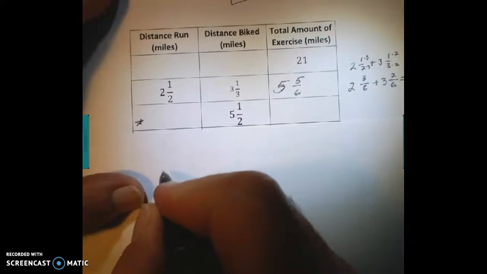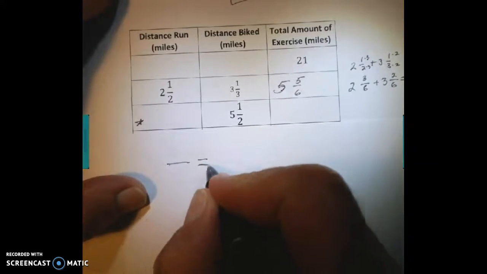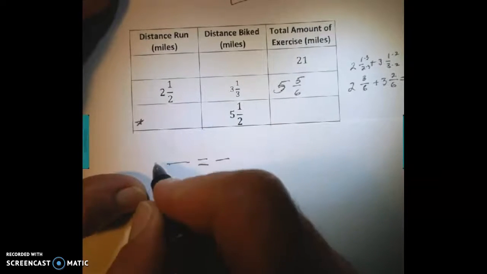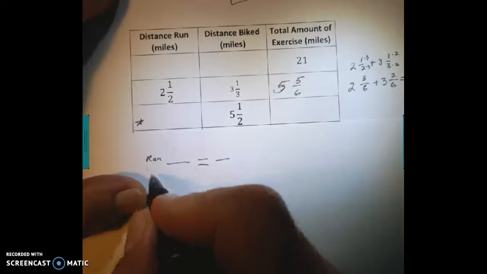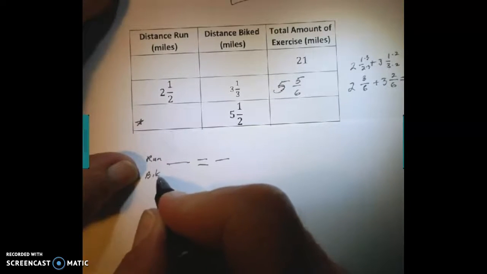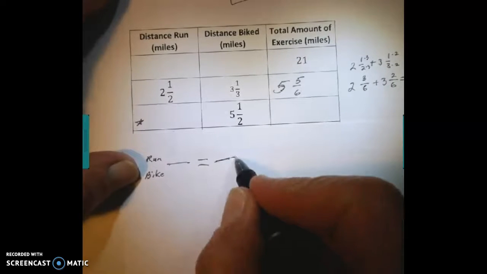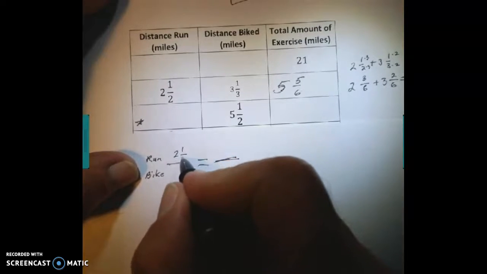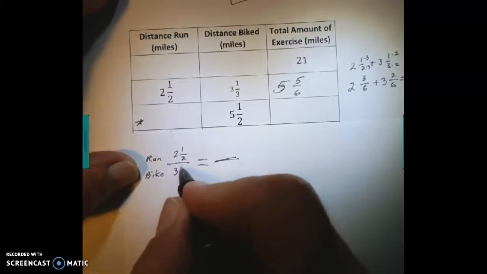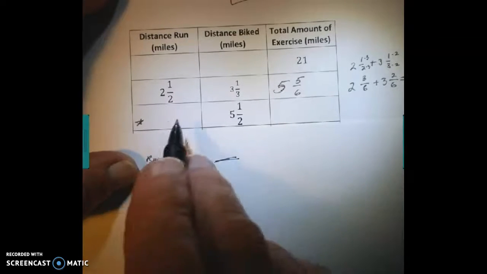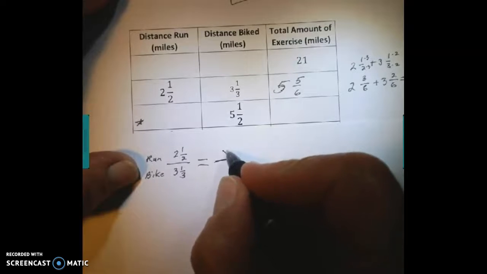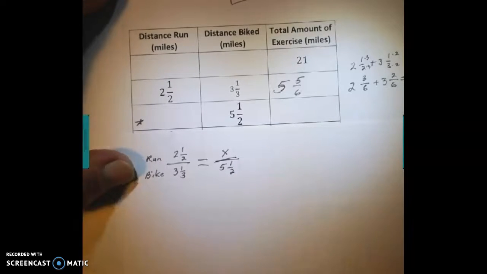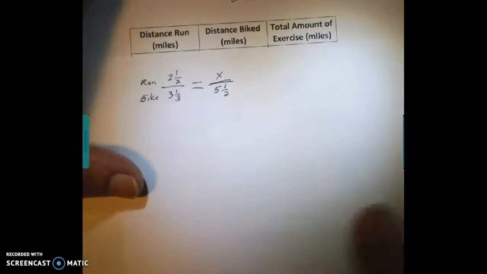Set up a proportion. So again, start off with line equals line. The information that you know both parts of, I'm going to put it as run over bike. And again, the labels help because you've got to do the same thing on both. You've got to set up both sides of the proportion the same way. So this is 2 1/2 over 3 1/3 biked. And this one, I'm missing the run, so the X is on top, and I know how many miles were biked, 5 1/2. All right, take this out of the way and let's do this work.